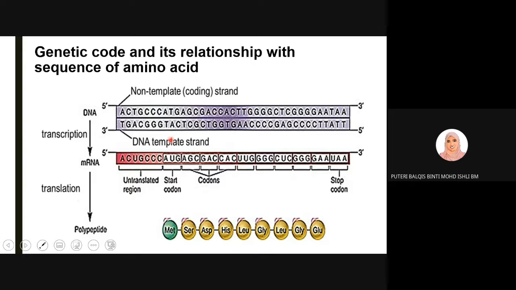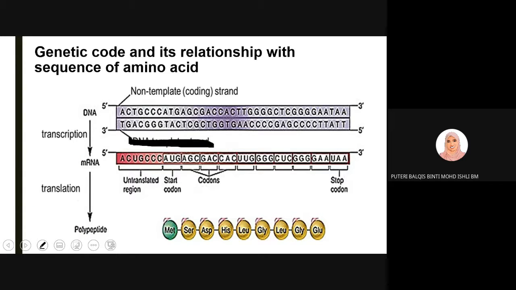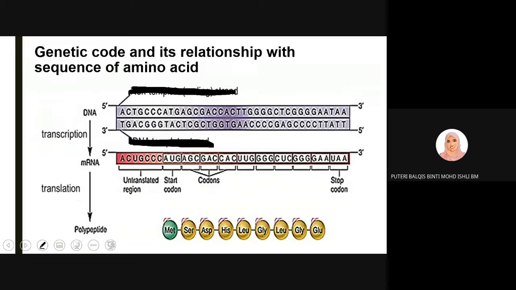Katakanlah saya tak tulis DNA template strand ni. For example, I remove this one. So how are you going to know which strand that we going to transcribe? Sebab kadang-kadang soalan tak bagi. So, yang mana satu kita nak transcribe? 3 prime to 5 prime. Alhamdulillah. 3 prime to 5 prime, why? Sebab apa tu?